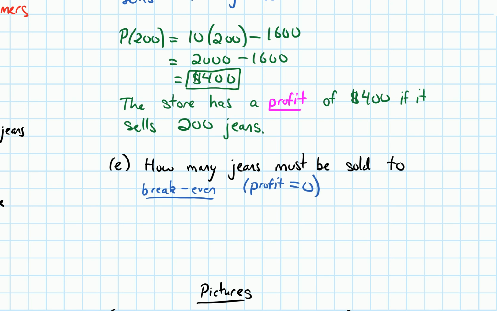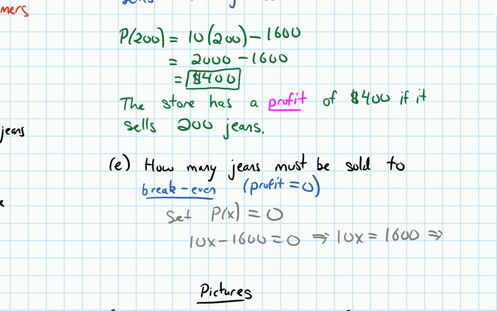Okay, so I want to figure out when we break even. How many jeans would it take for the profit to be 0? So if I want my profit, which is P of X, to equal 0, let's set P of X equal to 0. My profit function from above was 10x minus 1600, and I want that to be equal to 0. So let's move the 1600 over. That gives me 10x equals positive 1600.